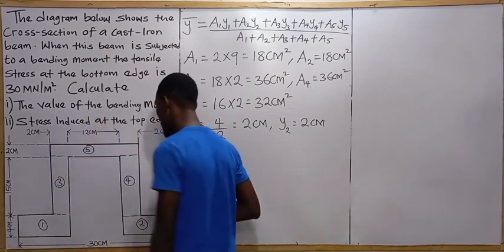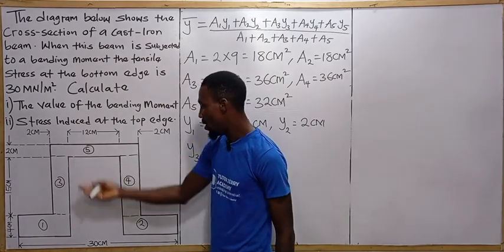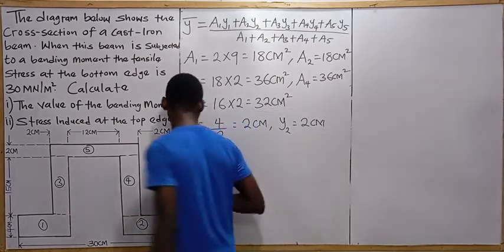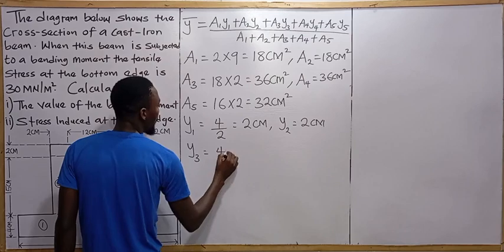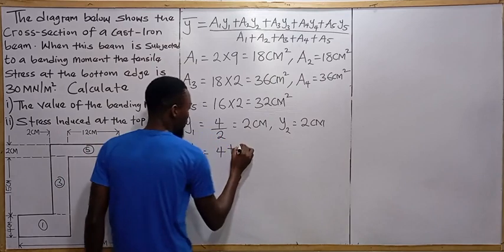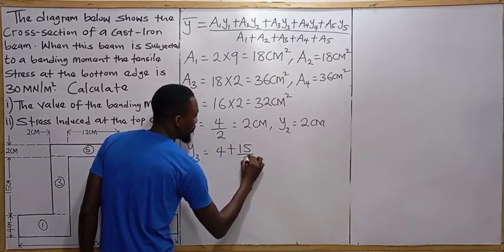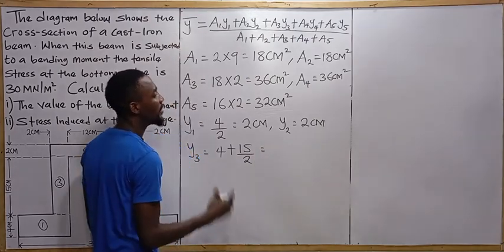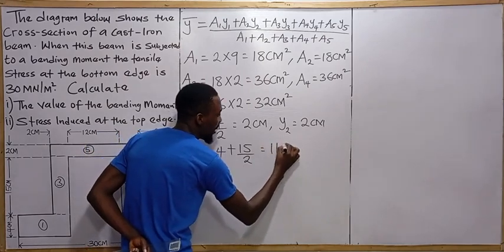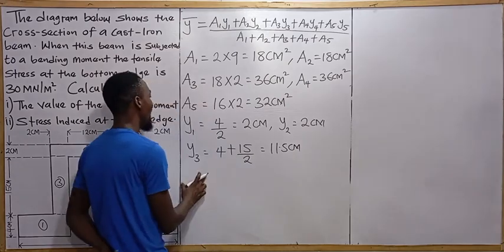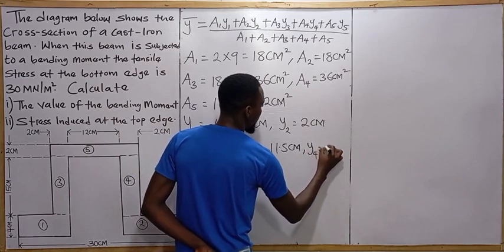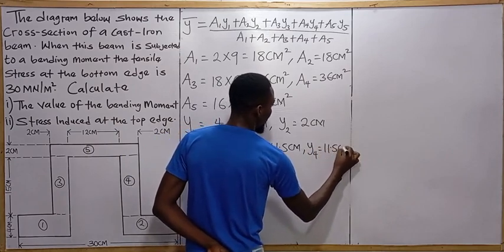y3 will be equal to, now this is our third rectangle, and we are moving from the bottom. So it's going to be the first rectangle, which is 4 cm, plus 15 divided by 2. So 4 plus 15 divided by 2 is going to give us 11.5 cm. Similarly, our y4 will be equal to 11.5 cm.